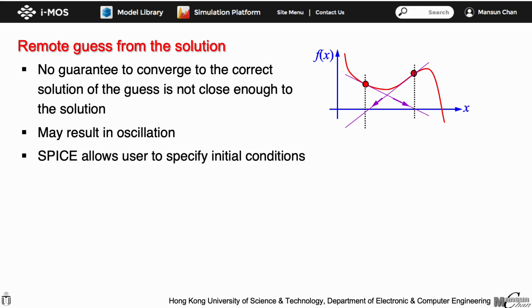In SPICE, the simulator allows initial conditions to be explicitly specified so that if we have some knowledge of the circuits to be simulated, we can help it to converge faster.